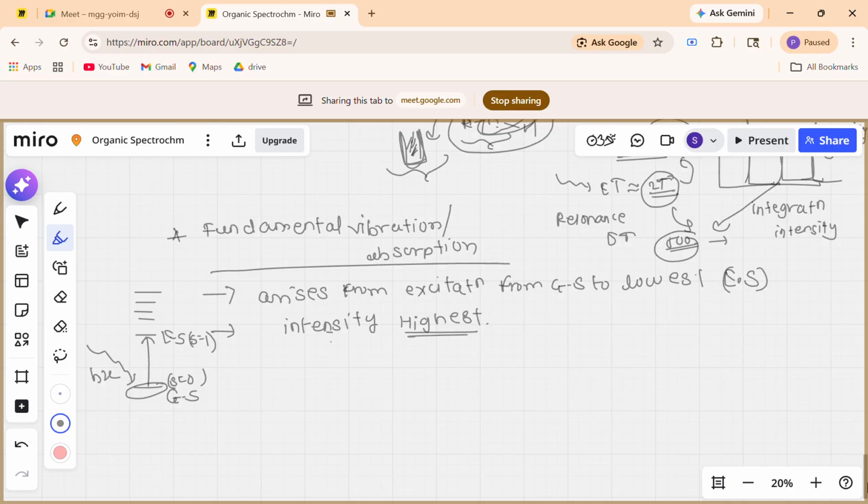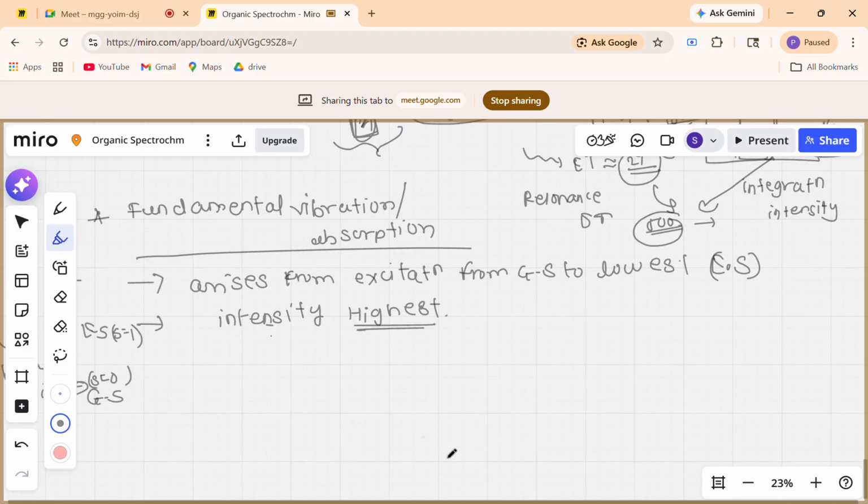The population at the ground state will always be highest initially. So whenever radiation happens from S0 to S1, the probability of excitation will be higher, and that's why it gives you the highest intensity. So this vibration is basically your fundamental vibration. In IR spectra, multiple peaks will be present, like overtone, combination, difference band, and the fundamental vibration, but the peak with the highest intensity will always be the fundamental vibration.